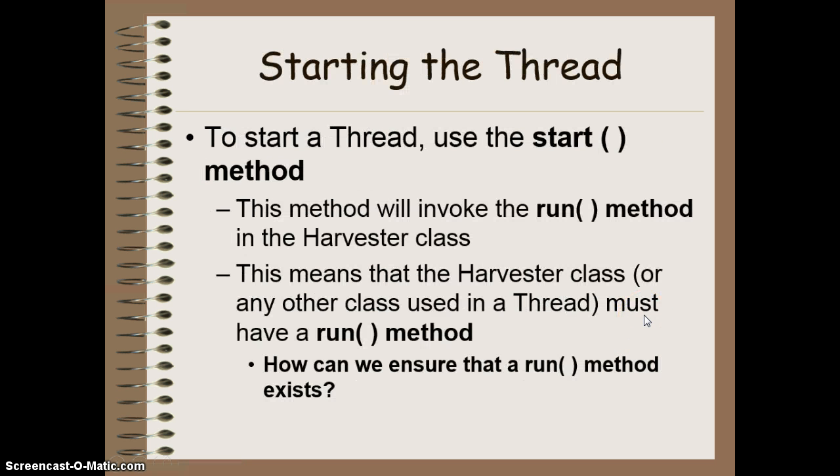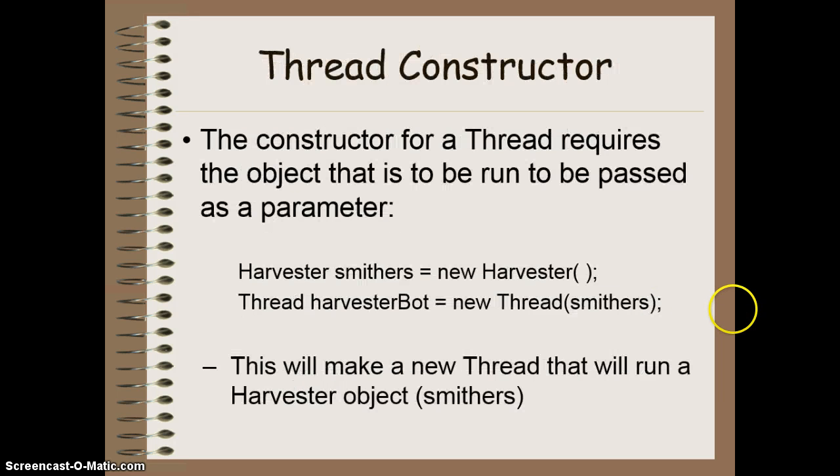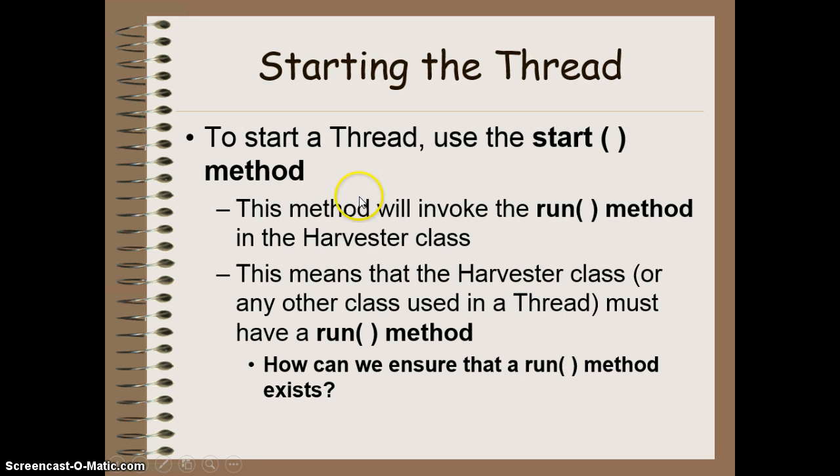Now once I have that thread created, I need to start it. So I use thread.start. So in this case it would be harvestBot.start, and it would start this thread. This start method actually invokes the run method in my harvester class. And inside that run method is going to contain all the code that I want that harvester or that object to do when it starts running in its own thread.